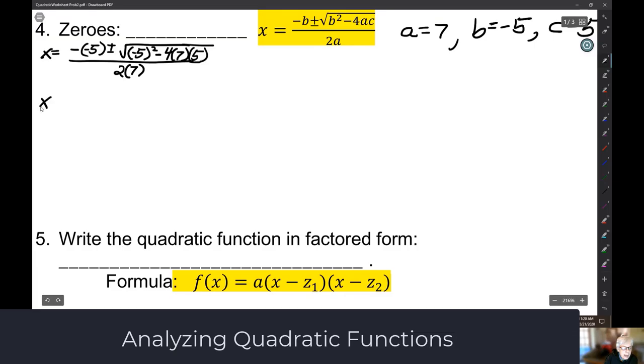So that's going to be x equals 5 plus or minus the square root of 25 minus 140 over 14.